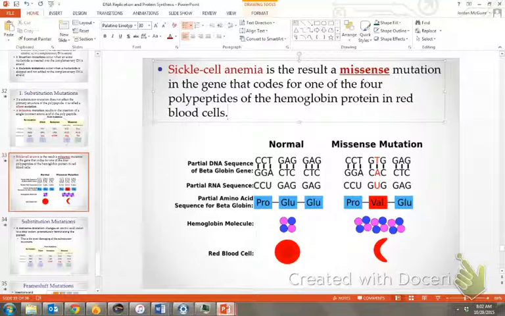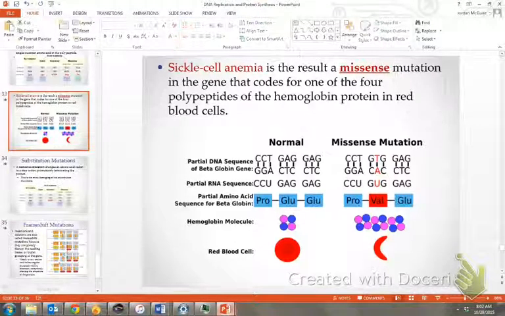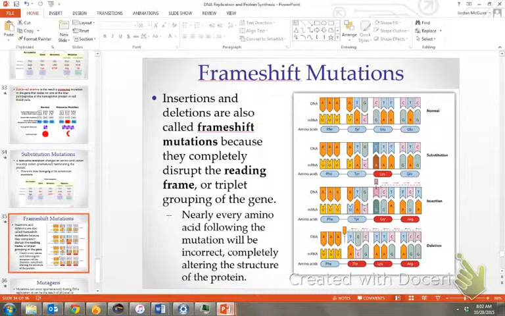And that basically alters the shape of the hemoglobin protein in our red blood cells. So this is a normal red blood cell, and this is what sickle cell anemia looks like. And that's all because of a single letter changing. So you can see how dramatic this can tend to be. And we finished up our substitution.